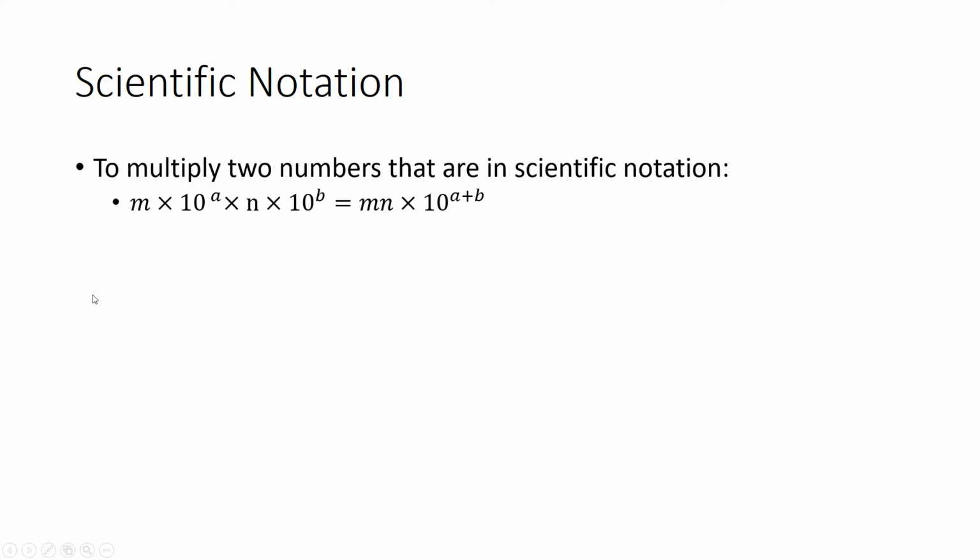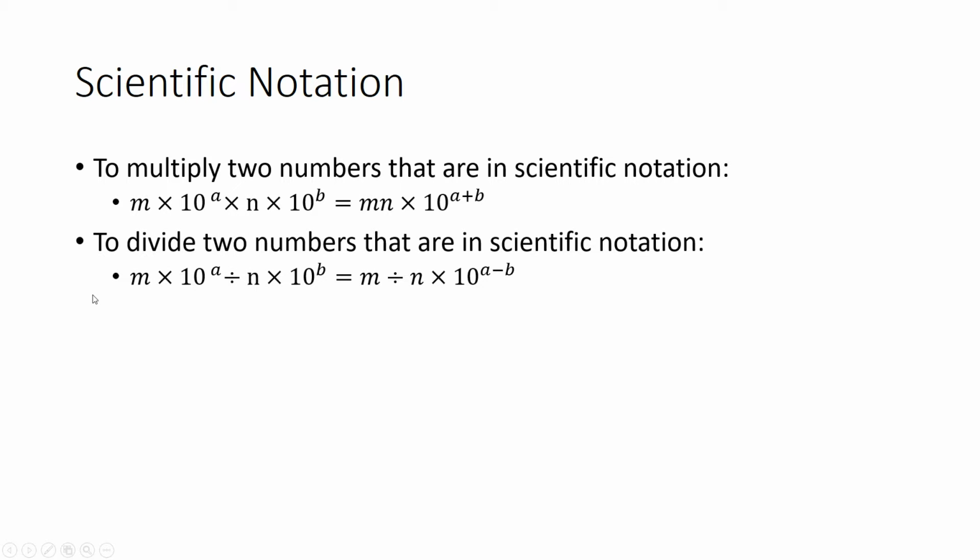To divide two numbers is much the same, but if you've got m times 10 to the a divided by n times 10 to the b, instead of multiplying m and n, you divide them, and instead of adding a and b, you subtract them. Sorry, before I go on, adding and subtracting numbers in scientific notation doesn't have any quick shortcut. You'll have to either work them out fully or standardize them so they're both to the same exponent. I would go with the second route, to be honest.